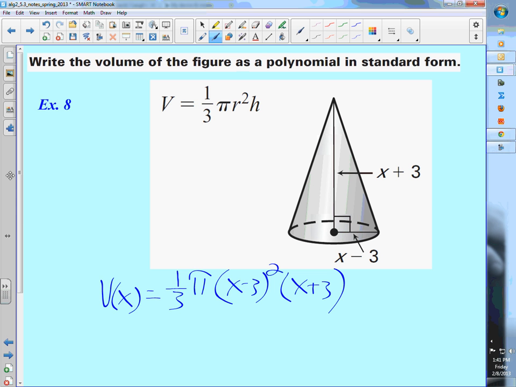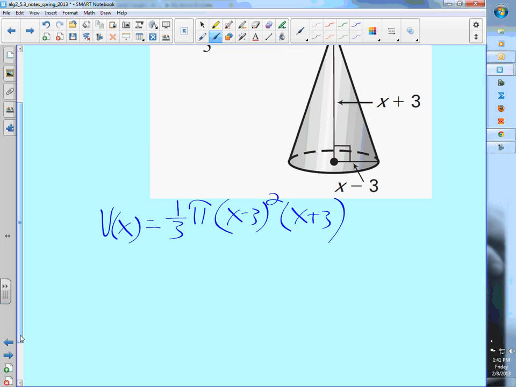Okay. Taylor, were you able to square the x minus 3? What'd you get? X squared minus 6x plus 9. Fantastic. That should be the second thing you do. Okay. The next thing you should do is double distribute the x plus 3 to the x squared minus 6x plus 9.